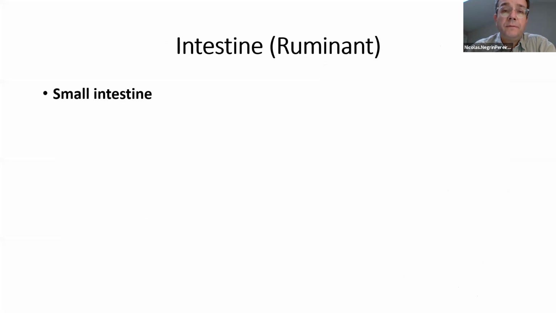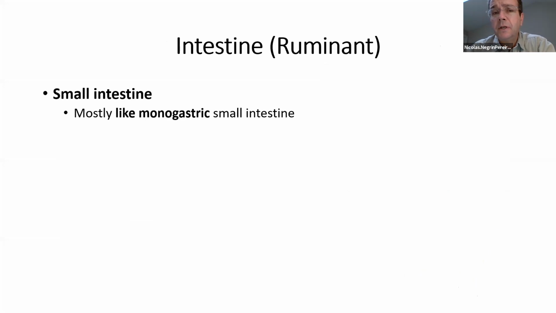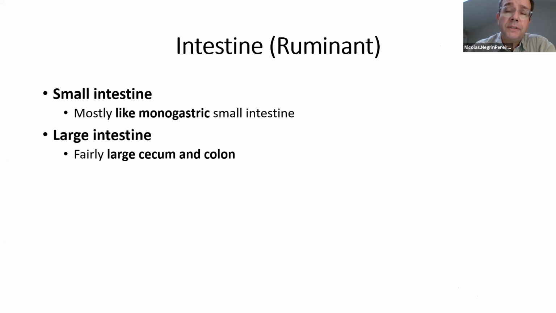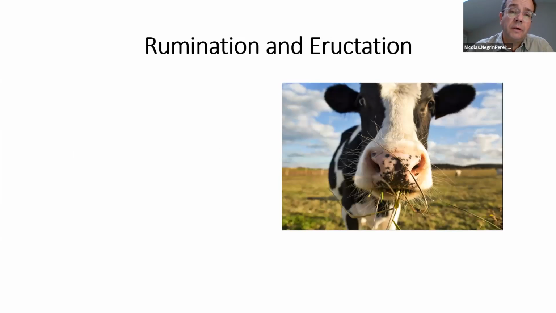The intestine of the ruminant normally presents a small intestine that doesn't vary much from the small intestine of a monogastric animal. And the large intestine presents a fairly large cecum and colon. So it's not only the rumen, but the cecum and the colon of ruminants are also quite big in general, where some fermentation also takes place. So don't forget, it's not only the rumen, but also the cecum and colon.